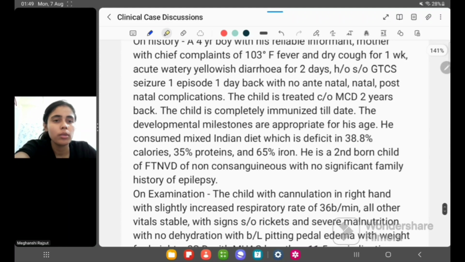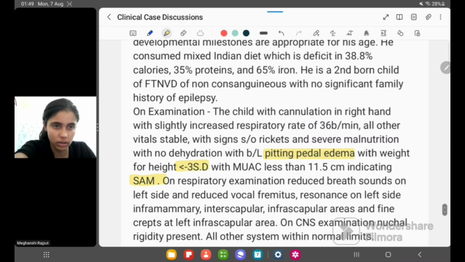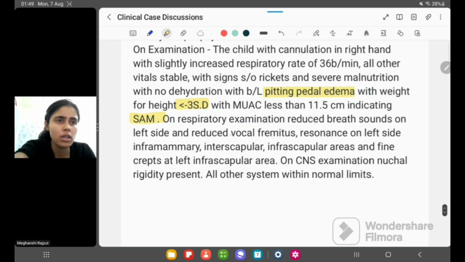Talking about the relevant examination, we know there is bilateral pitting edema and the weight is low, which is pointing towards severe acute malnutrition. There is reduced vocal fremitus. There are crepts, which is pointing towards pneumonia. There is neck rigidity, which is pointing towards meningitis.